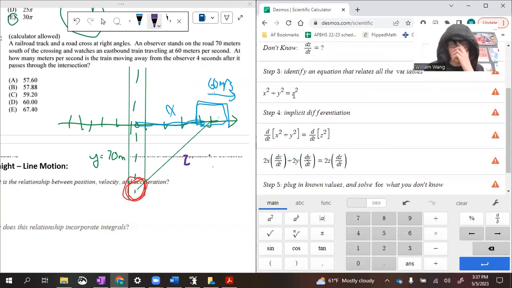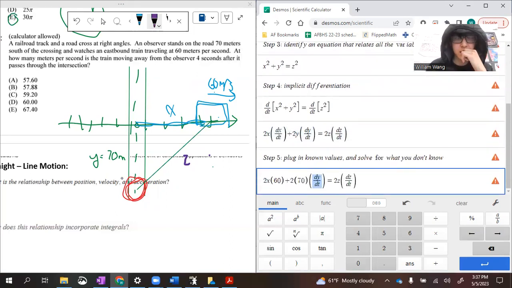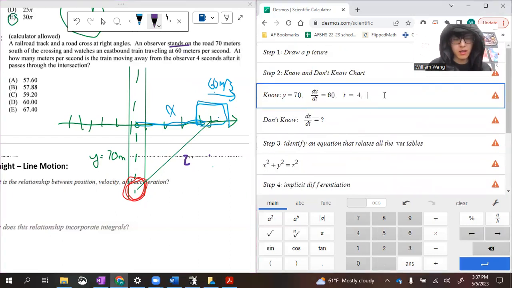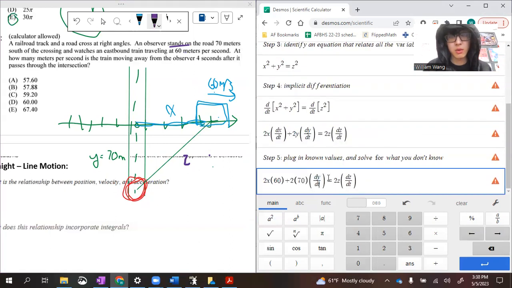Do I know my dy over dt? That is a good question, actually. How fast is this side changing? Well, I said an observer stands there. It says the observer is not moving. So this side of the triangle, y, the rate of change of y is 0. dy over dt is 0 because the person is just standing there. This side of the triangle stays 70. It does not move. So dy over dt is 0.